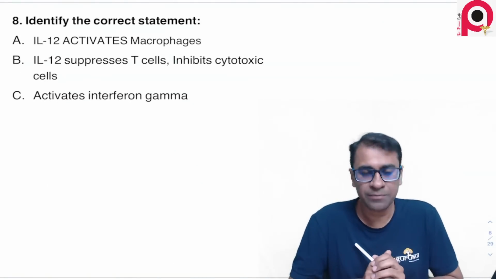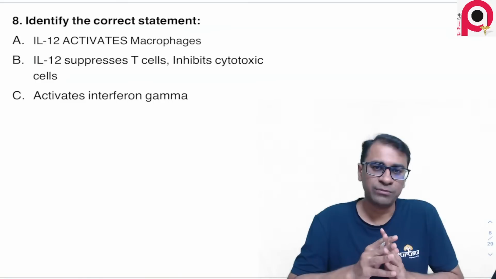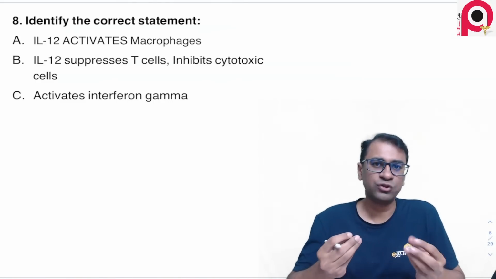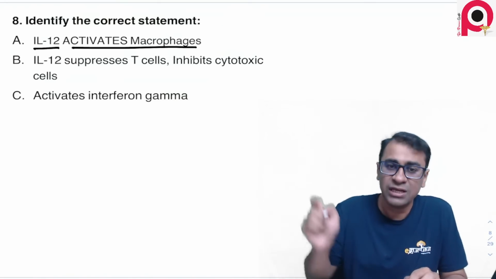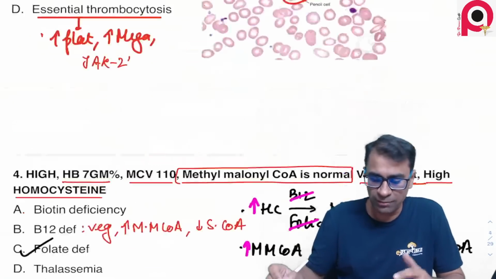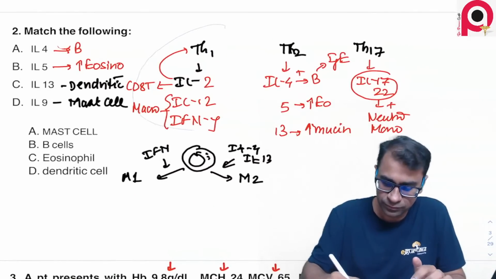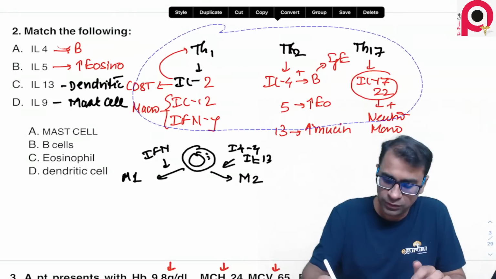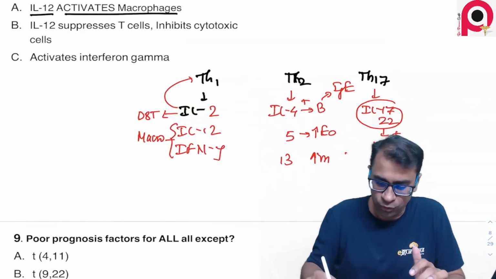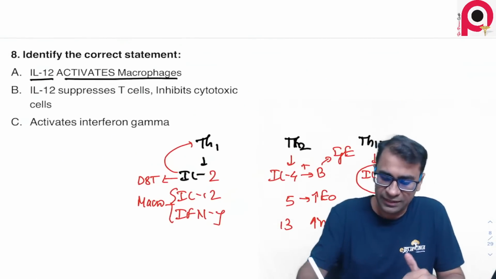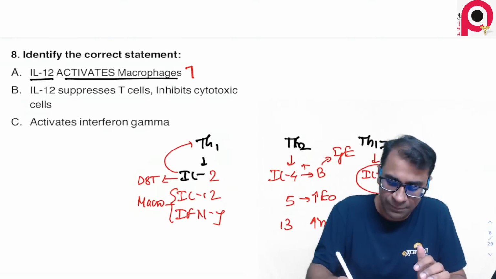Identify the correct statement. Now this is not a well recalled question, but my students have been able to give me at least two options. One of them shows IL-12 activates macrophages. So I think this is the question I was talking about. Come back here, I've already talked about this scenario, remember? So this is the straight away question being asked twice. When I talked about Th1 cells, they release IL-12 and IL-12 activates macrophages. So this statement appears true.